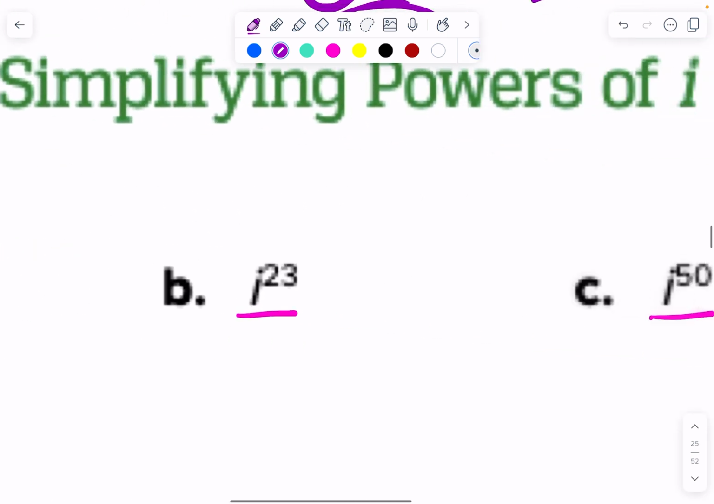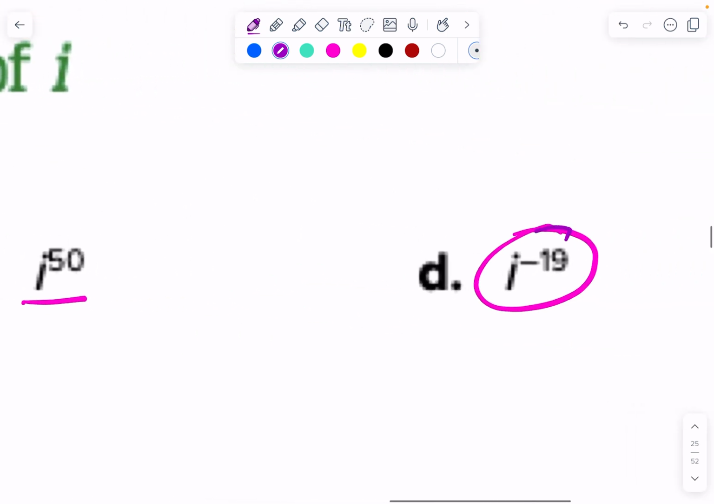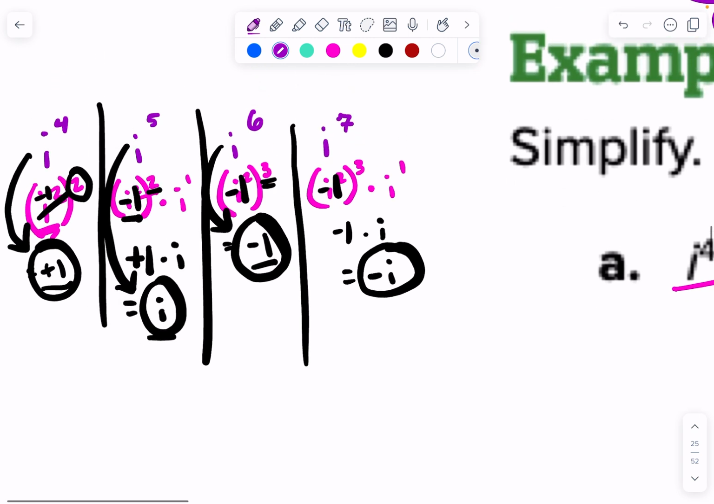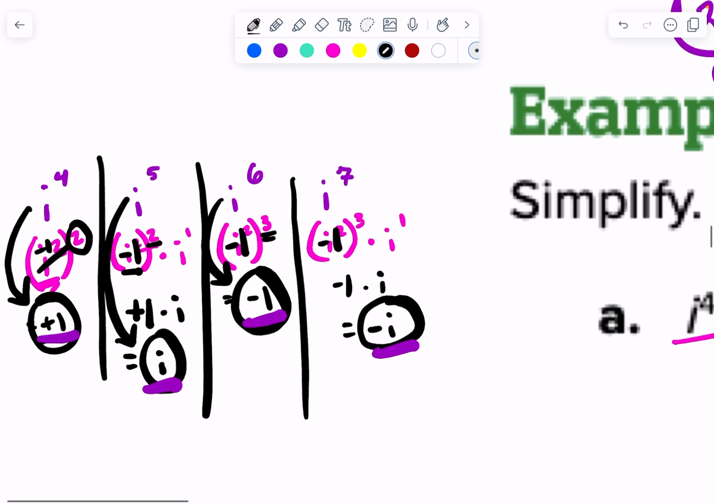And I guess we'll talk about what happens when you have a negative here. That's going to change them just a little bit. But when you're simplifying i's to multiple huge high powers, it's either going to be 1, i, -1, or -i.